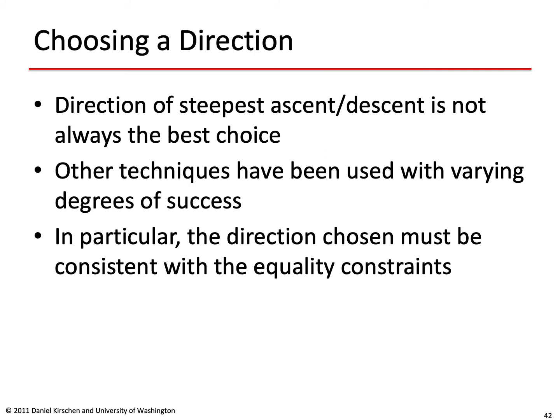Note that choosing the direction of steepest ascent or descent is not always the best choice, because the direction of the gradient can change rapidly, and there may be a need for a lot of iterations before you find the optimum. Other techniques, more sophisticated, have been used with varying degrees of success. One particular complexity is that the direction chosen must be consistent with the equality constraints.